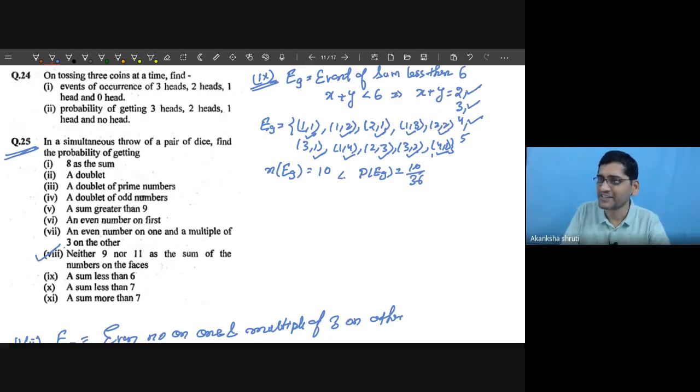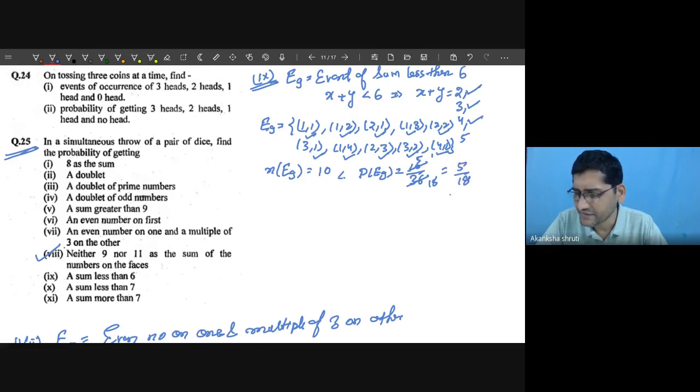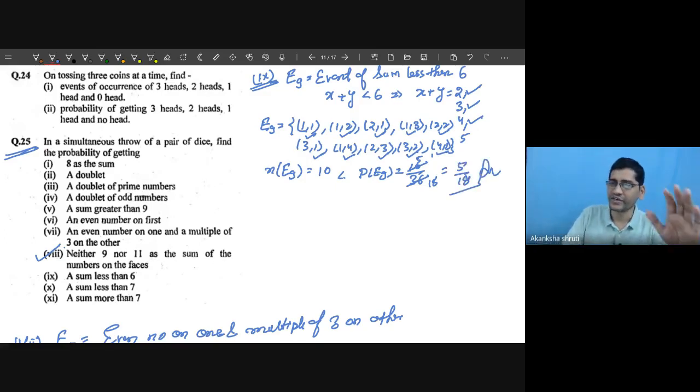You first write the formula, then write. I'm writing directly, but in examination, do not forget to write it. So cancel this common factor. It can be 5 and it can be 18. So 5 by 18 is the final answer. So do not forget to cancel the common factor.